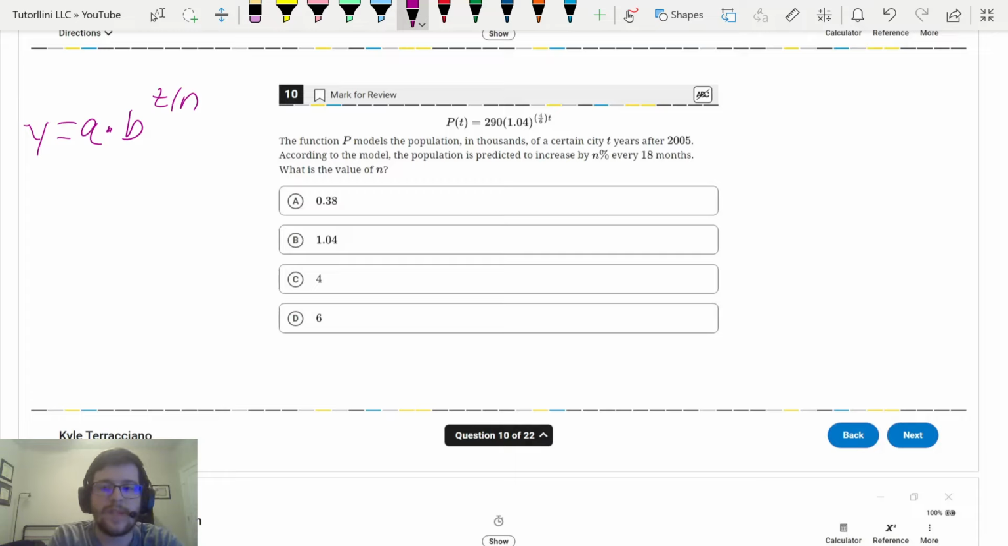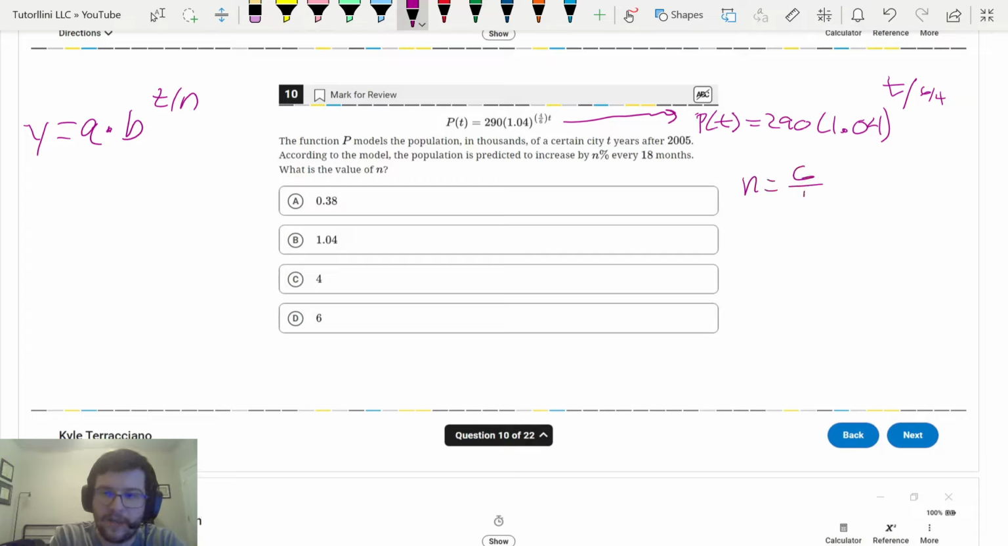okay? So you could rewrite this to more closely match the formula as P of t equals 290 times 1.04 to the t, and instead of t times 4/6, you could write it as t divided by 6 over 4, the reciprocal. So n is equal to 6 over 4, which is equal to 1.5 years. Because what you have to know is that n always has the same units as t. So t is in units of years, so n is in units of years. But in the question, it says 18 months. So what the heck is that? Well, 1.5 years is equal to 18 months.